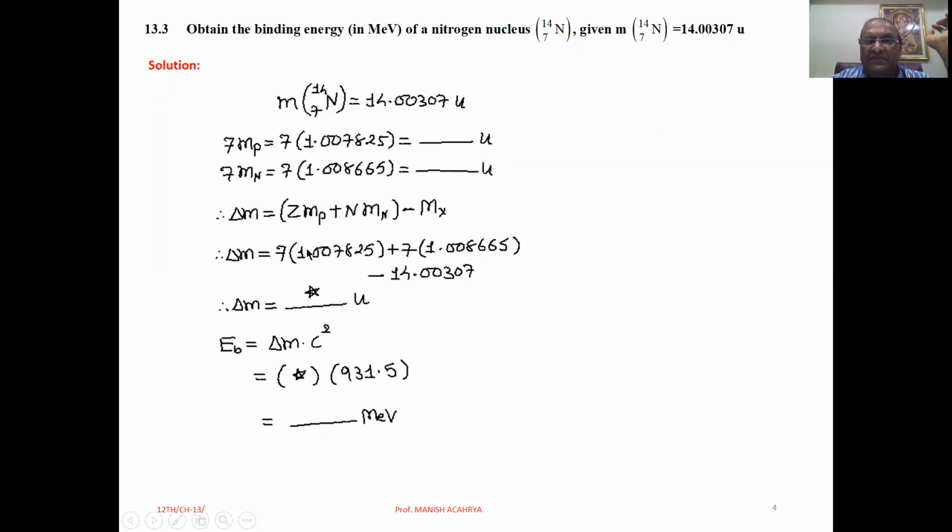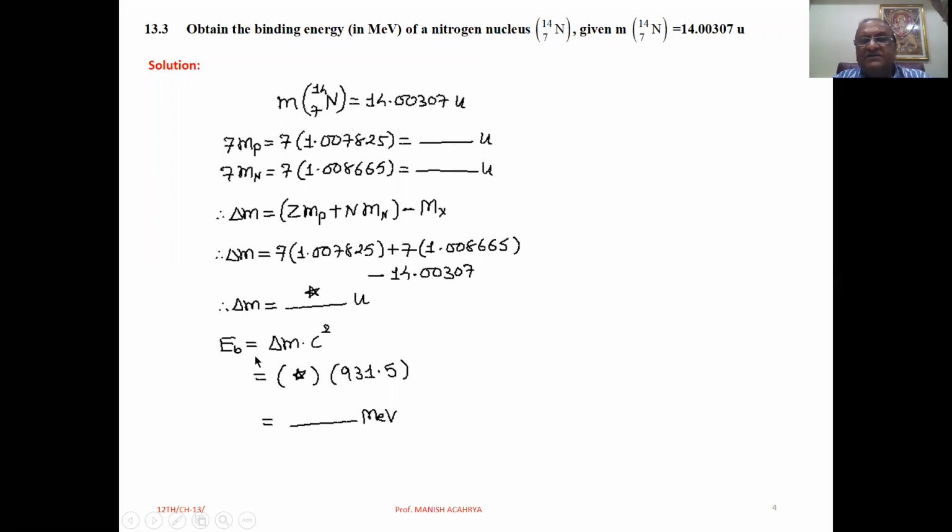Now delta M, that is ZMP plus NMN minus MX. As per that equation, 7 into 1.007825 plus 7 into 1.008665 minus mass of nitrogen atom 14.00307. Solve this one, you will get mass defect in terms of U.